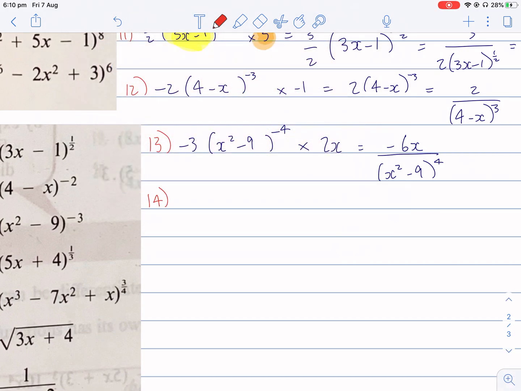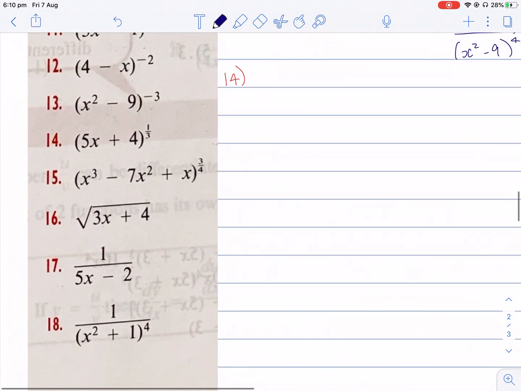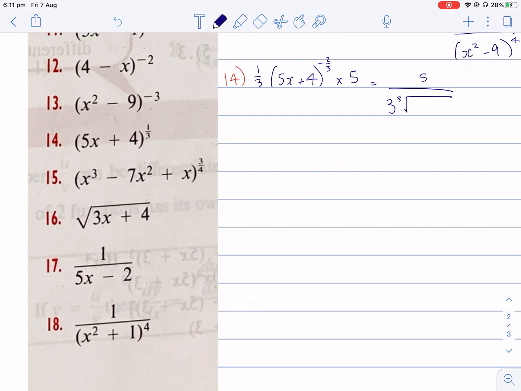Question 14. We're raising something to the third, which means we've got a third, that thing, to the third take 1, which is negative 2/3. Multiply by the derivative of the inside, which means we've got 5 on 3 times the cubed root of 5x plus 4 squared. The negative, put it down the bottom. The 3 on the bottom made it the cubed root, and the 2 at the top made it squared.